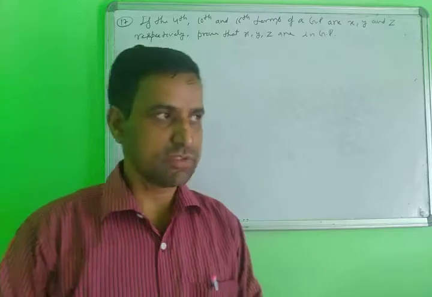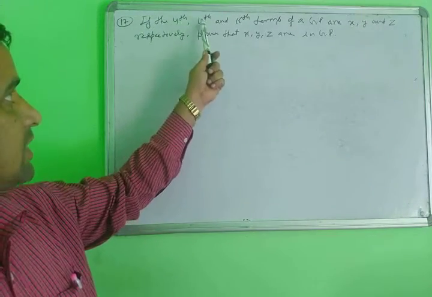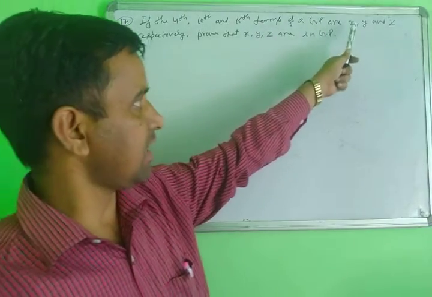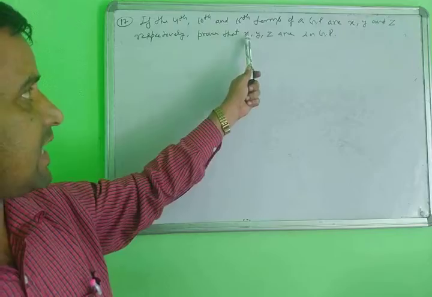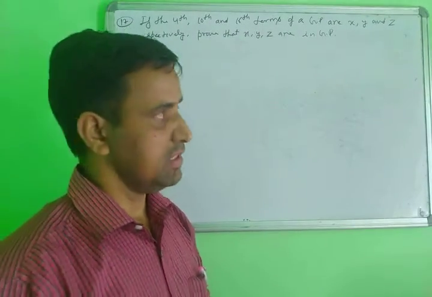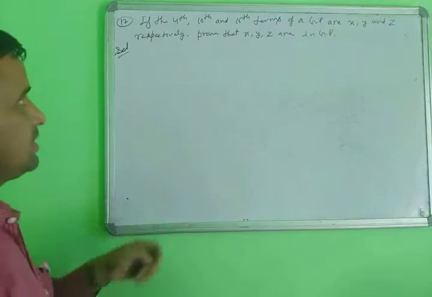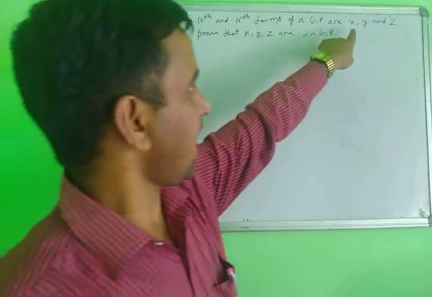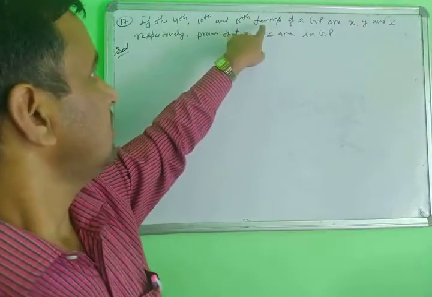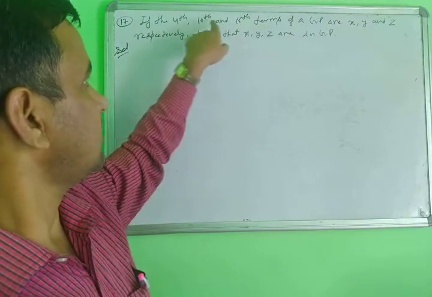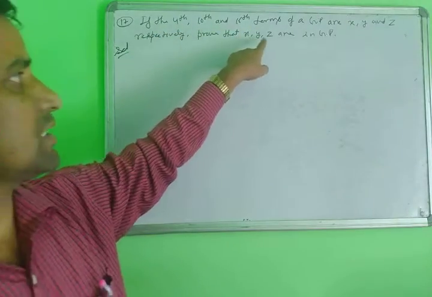Yes class, next question I am solving here. Question number 17. If the 4th, 10th and 16th terms of the GP are X, Y and Z respectively, then prove that X, Y, Z are in GP. Yes, now start the solution here. The 4th term is given as X, the 10th term as Y and the 16th term as Z. So you will prove that X, Y, Z are in GP.